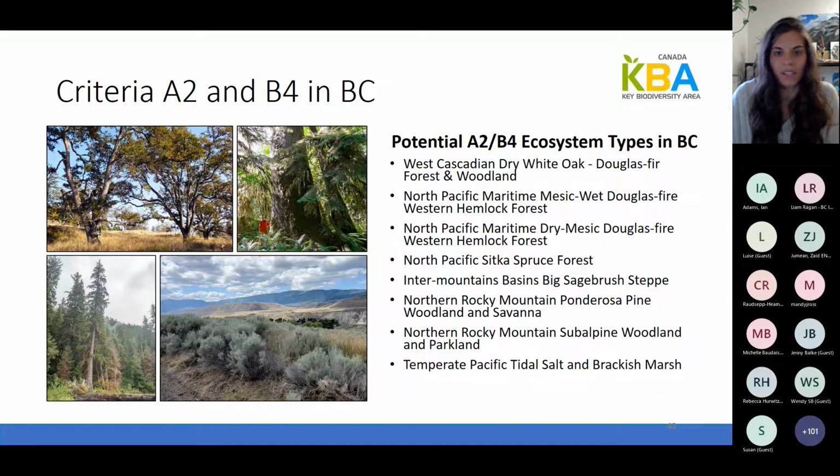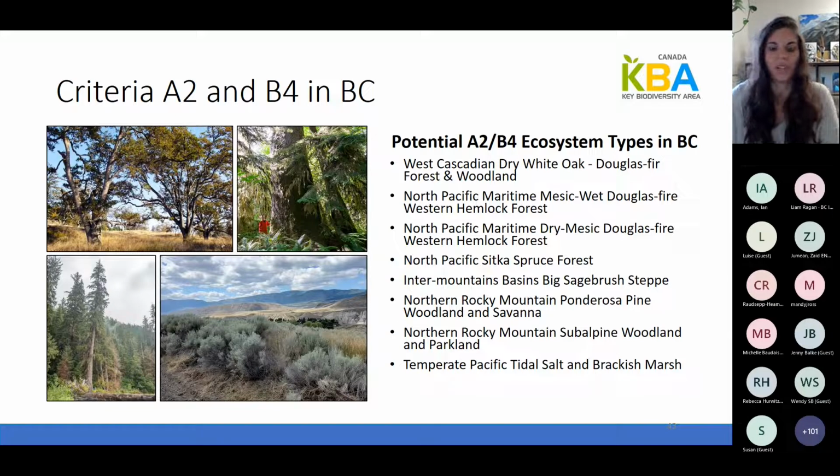So I'm not going to go into detail here. This work is ongoing in collaboration with BC ecologists, ecosystem scientists, and some people from NatureServe in the United States. This is just a brief list of some of the ecosystem types at the group or alliance level. Well, I think these are group level that are likely to qualify or potentially qualify for A2 or B4 ecosystem types in BC.